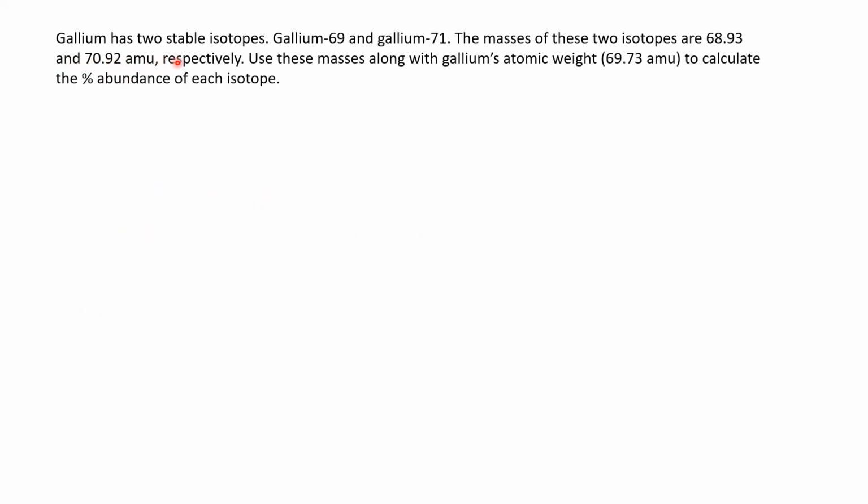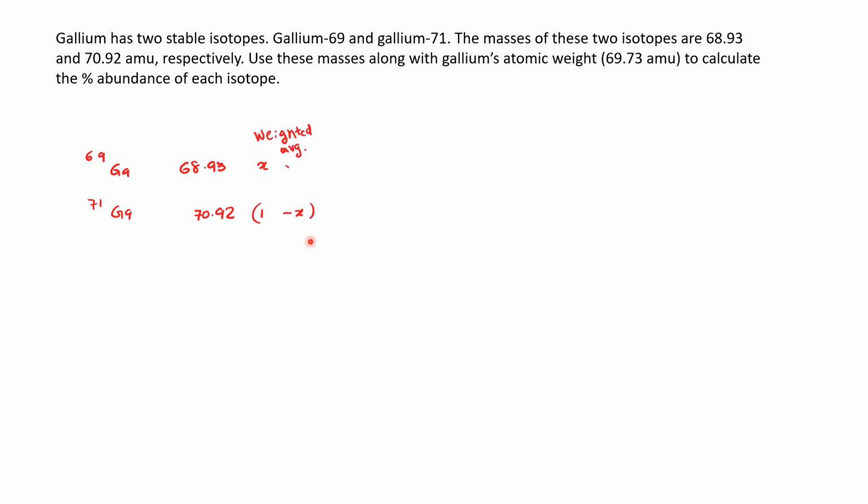Gallium has two stable isotopes, gallium-69 and gallium-71. The masses of these two isotopes are 68.93 and 70.92. Use these masses along with gallium's atomic weight 69.73 to calculate the percent abundance of each isotope. So we have been given two isotopes, 69 and 71, and we have been given the masses 68.93 and 70.92. What we need to find are the percent abundances.